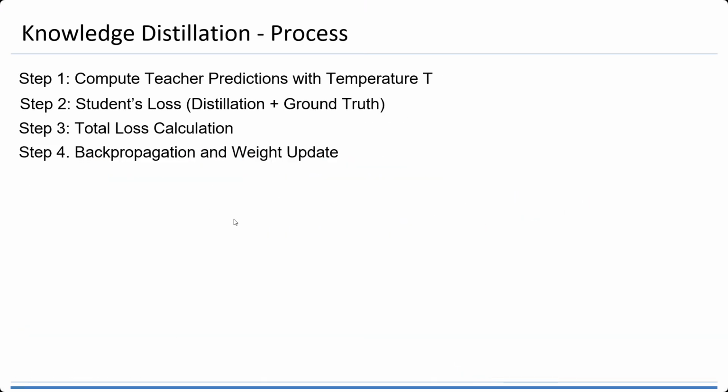So let's see how knowledge distillation works with an example. First, we need to compute the teacher prediction with the temperature T. After we compute the teacher prediction, we check the student loss. After we know the student loss, we can check the total loss. After we have the total loss, we back propagate and update the weights.